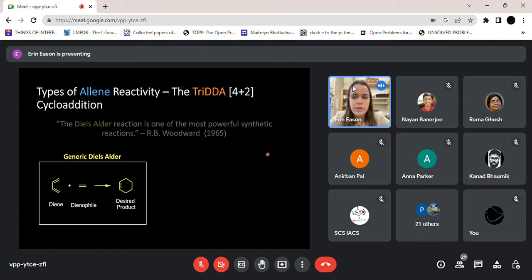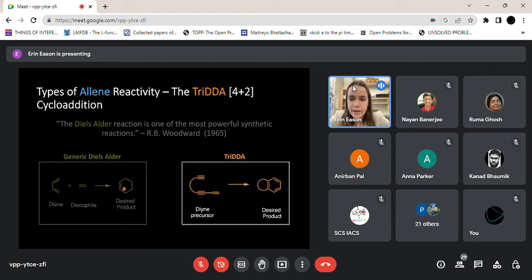Then, just in case it's been a while since our intro chemistry courses, a quick reminder of what the Diels-Alder reaction is. The Diels-Alder reaction is a net 4+2 cycloaddition between some diene, which is a dialkene, so it means it has two pi bonds in it, and then some dienophile, which is often a 2-pi system. This 4+2 cycloaddition gives us access to some 6-membered ring with a degree of unsaturation in it.